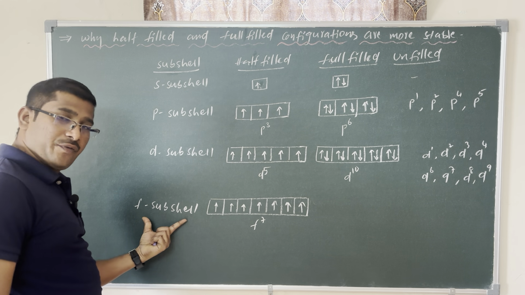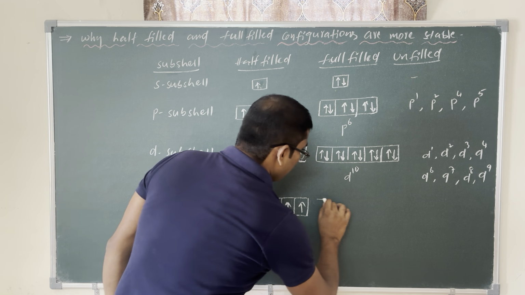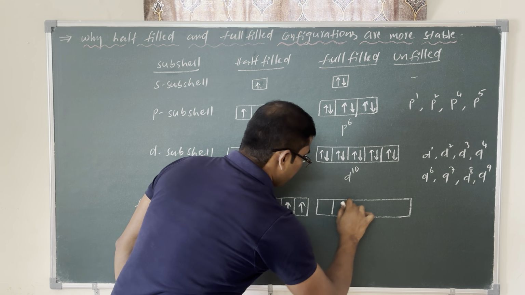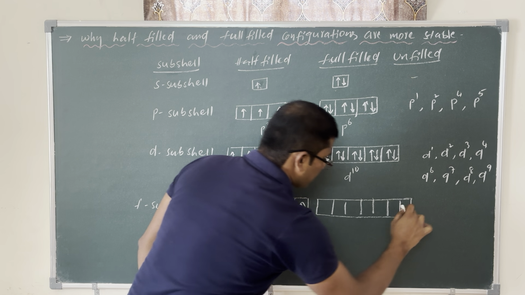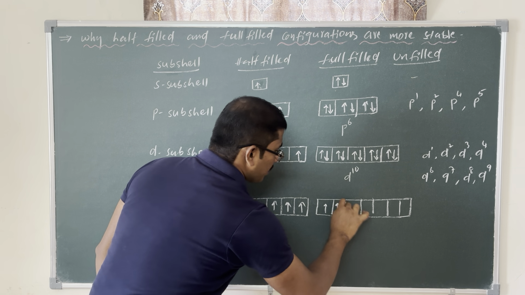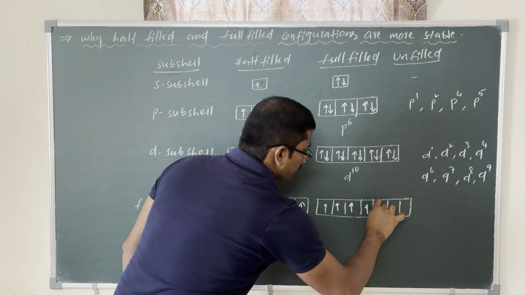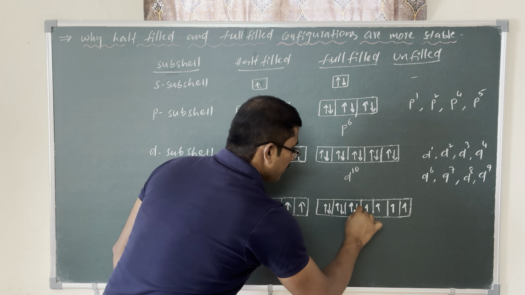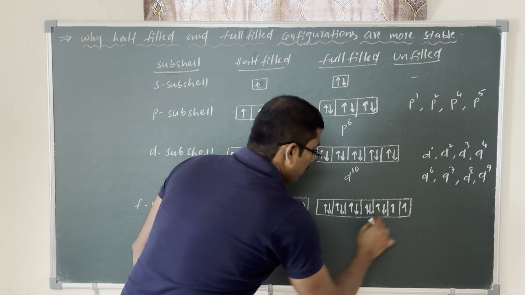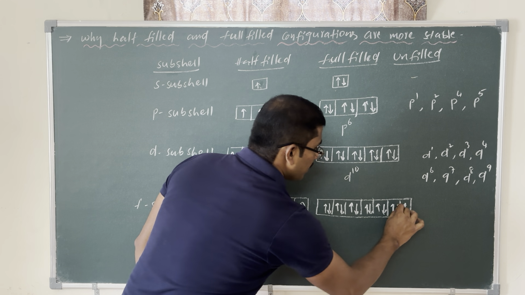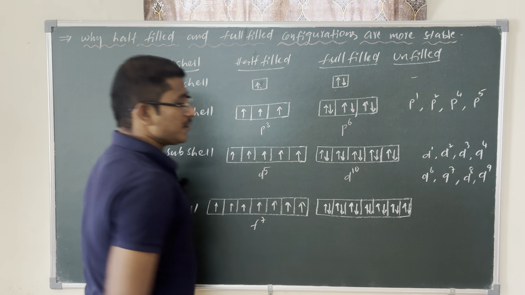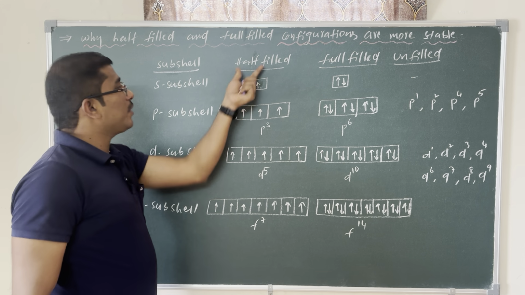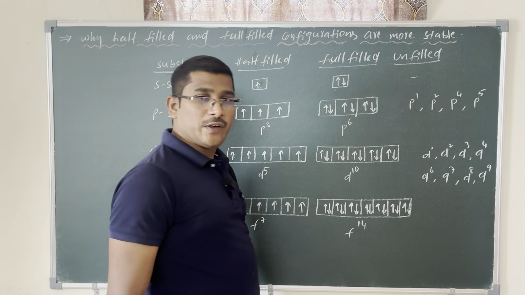Which configuration is this? Half filled configuration for which subshell? The F subshell. Next, I am taking the total 7 orbitals again. Each orbital first will be singly occupied, and next it will start pairing, like this: 1, 2, 3, 4, 5, 6 and 7. This is F14. F7 is the half filled configuration, and F14 is the full filled configuration.